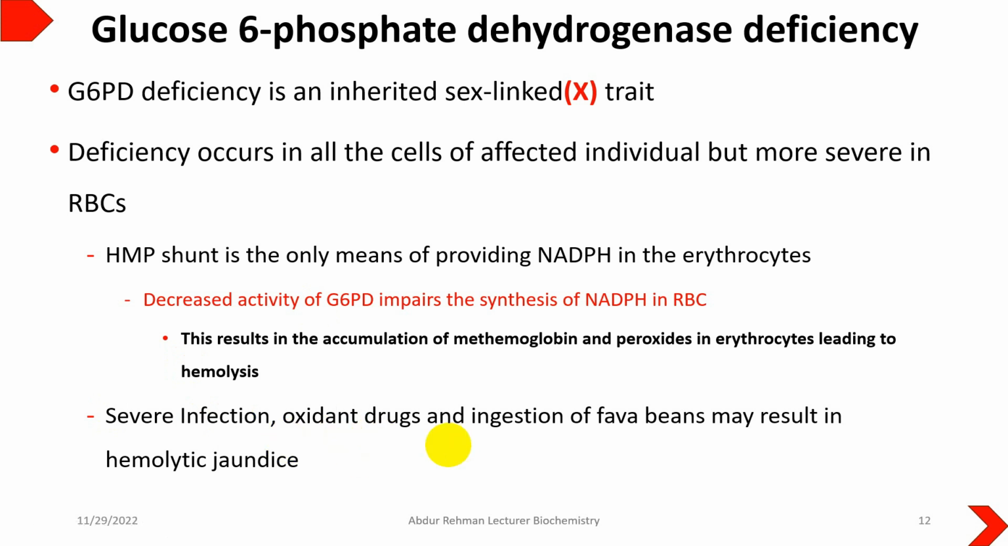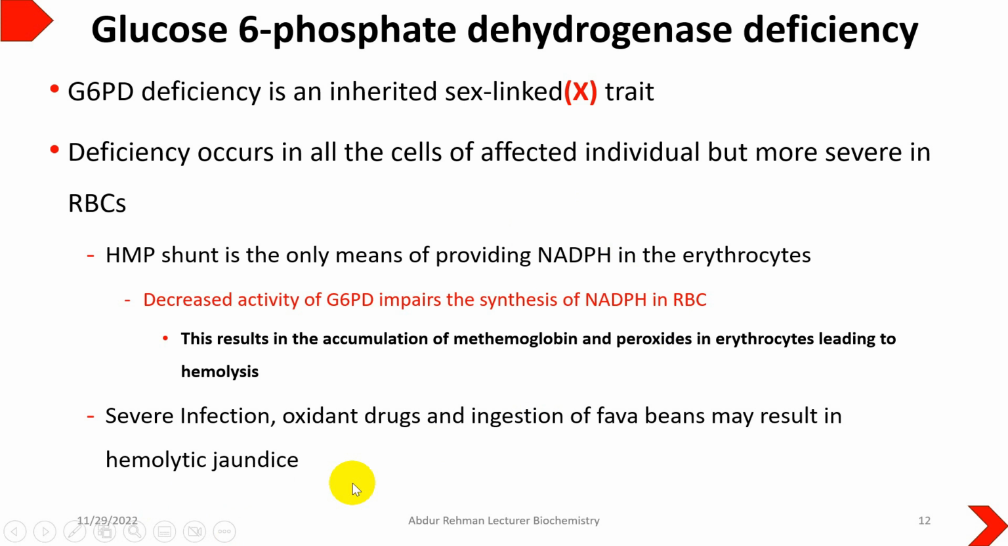So a person who is G6PD deficient will be asked to avoid oxidant drugs, and similarly ingestion of fava beans, because if he eats fava beans, it will result in the production of oxidant molecules in his red blood cells. So there will be no NADPH or reduced glutathione to counteract that, and that will result in hemolytic jaundice.